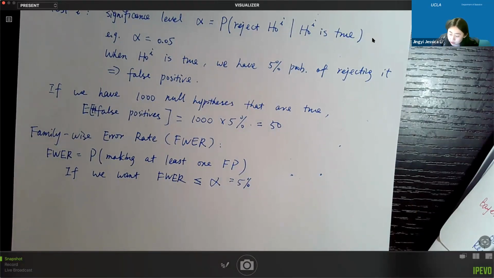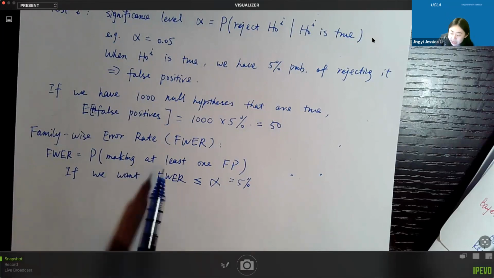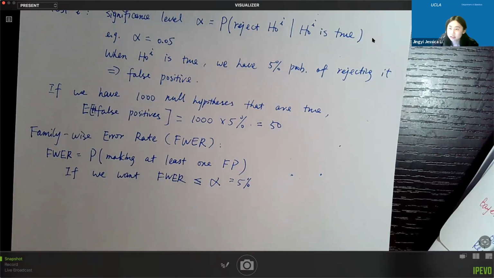So intuitively, you can think of this making at least one false positive as a union event. Let's say we are making P decisions, and we want to count whether each decision is a false positive or not. So when one occurs, the union occurs, right? So it's a union event. If we make one false positive or two or three false positives, it's all counted as this union event occurring.